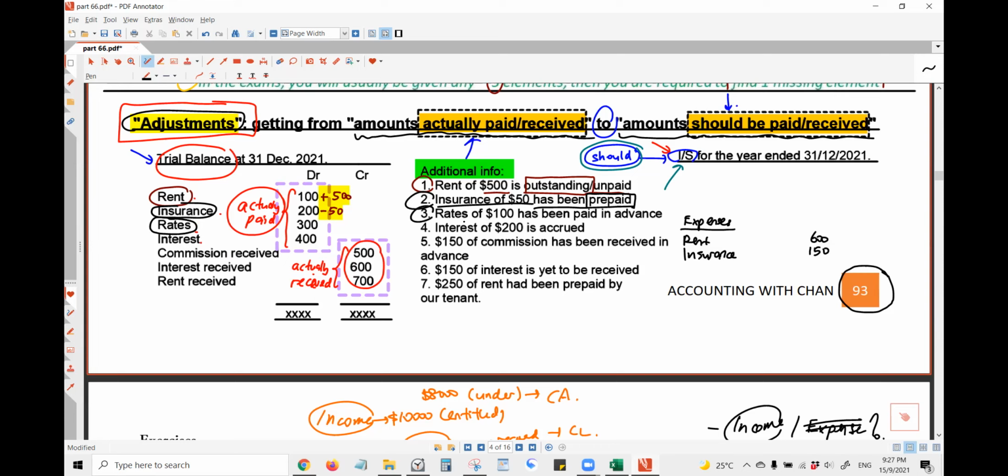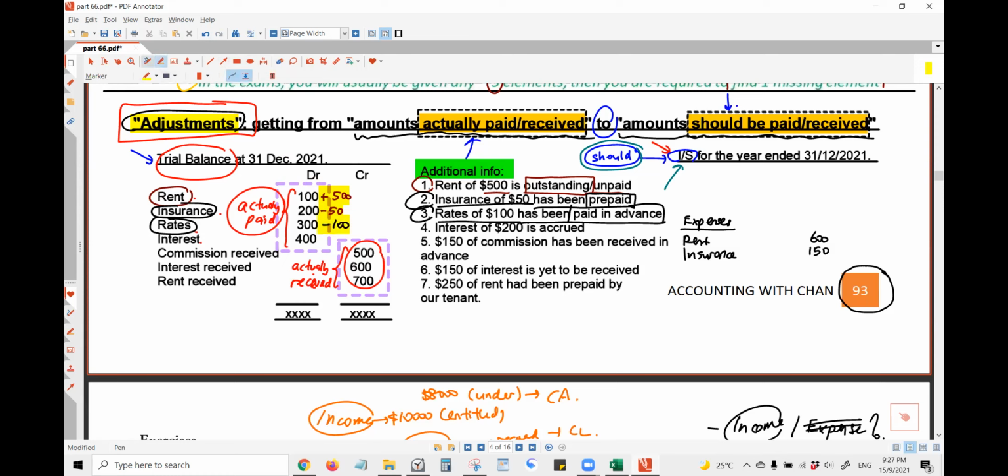Okay, number 3, additional info. Rate of 100 has been paid in advance. Paid in advance means the same as prepaid. That means you have overpaid. That means inside this 300, it contains $100 that is for the following year's rates. So should you exclude it? Yes, we should exclude the 100. We should exclude the 100 as adjustment so that you can find the amount you are supposed to pay for the current year, excluding the 100, which is for the following year.